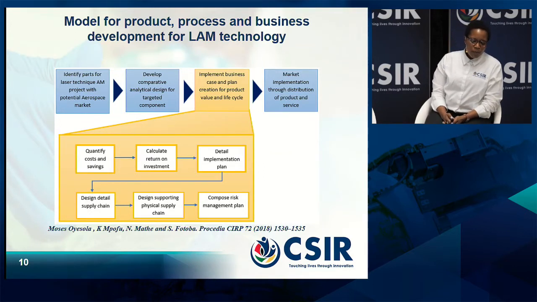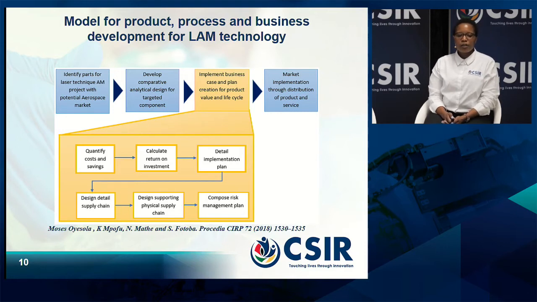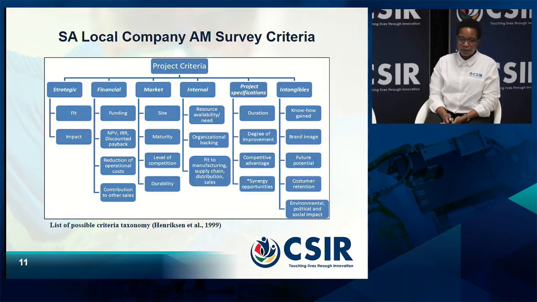In one of the projects that we undertook with the Department of Science and Innovation under the CPAM project, we looked at how additive manufacturing can be integrated within a manufacturing system. This starts with identifying parts, developing comparative design models, like I mentioned, design for additive manufacturing, and implementing a business case or business plan, which goes all the way from quality and cost savings to a detailed implementation plan and detailed supply chain plan, with the final aim of having market implementation through distribution of products and services.